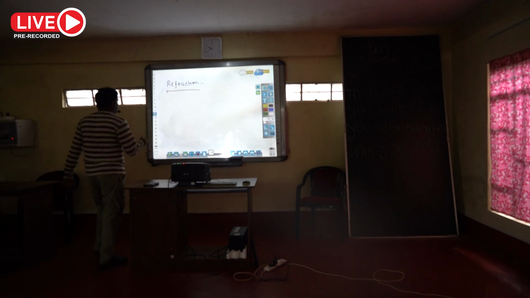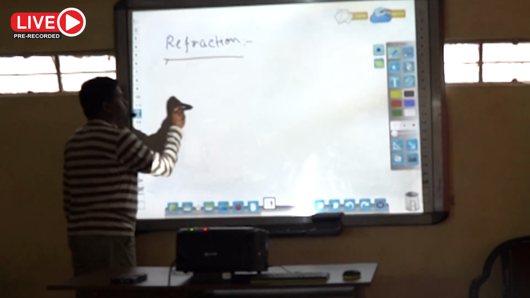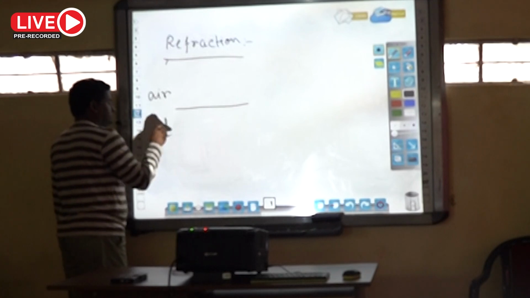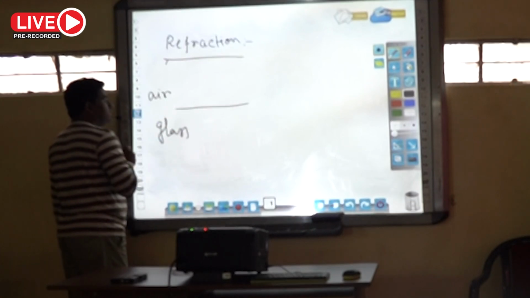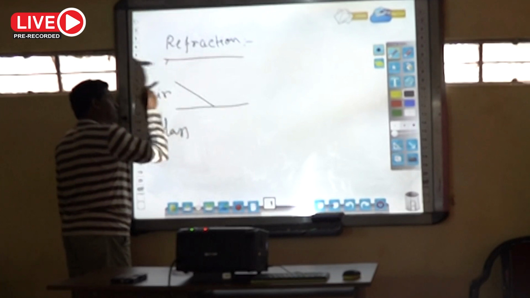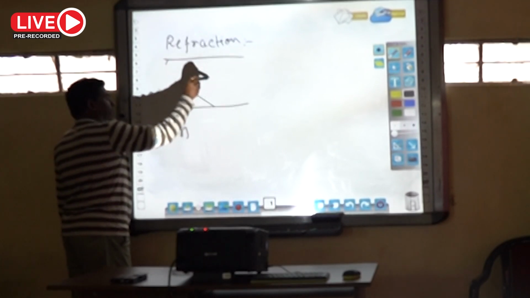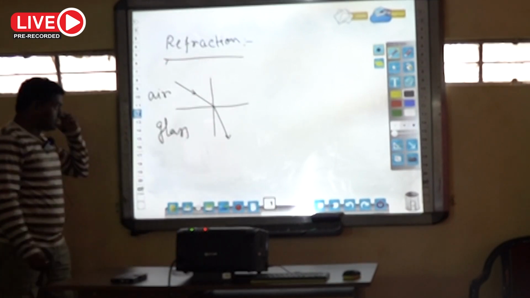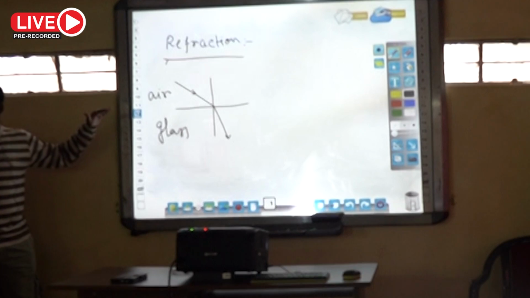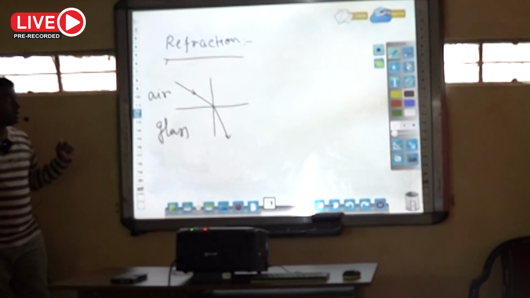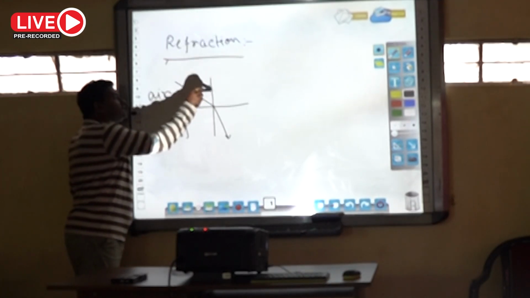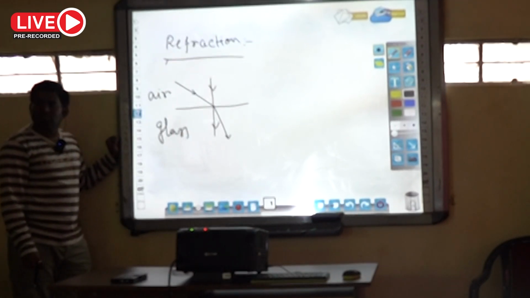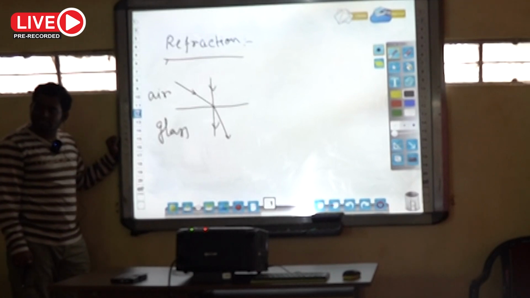Now let us consider this is one interface. Suppose there is air, there is glass. And if I consider the light ray is falling like this, and this is the normal, the light ray will bend towards the normal since it is traveling from rarer medium to denser medium. Now, if I consider the light ray is falling like this, then it strikes the interface perpendicularly and enters the glass medium.